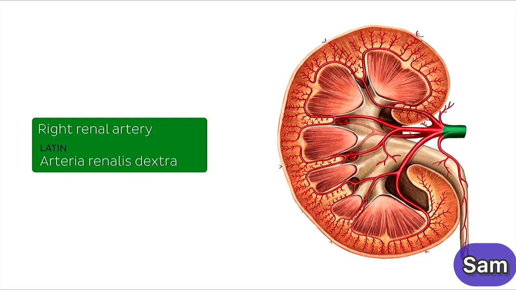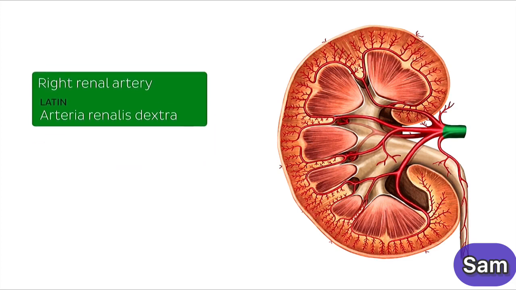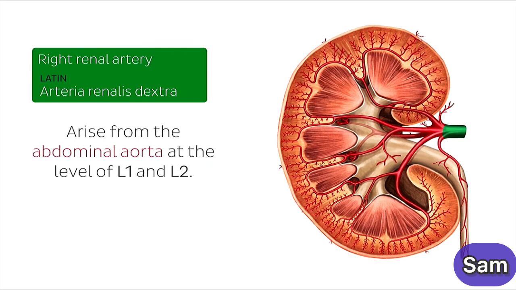But since we're looking right now at the right kidney, it makes sense to call it by its correct name. But keep in mind that the information that I'm going to be providing you will serve for both of these arteries, the right one and the left one. Now, the renal arteries will arise from the abdominal aorta at the level of L1 and L2, the first and second lumbar vertebrae. This is due to the asymmetrical position of the left and right kidneys. So, as you probably remember, the right kidney is slightly lower than the left one.